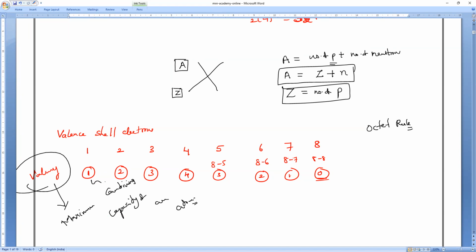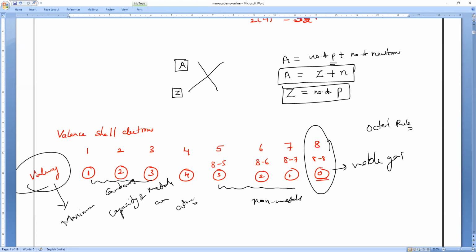If valency is 1, 2, 3, we can say metals. If it is 5, 6, 7, we used to say non-metals. If valency is 0, we say noble gases. If valency is 4, it may be metalloids; some non-metals also show this. So valency 1 to 3 means metals, and valence electrons 5, 6, 7 means non-metals.